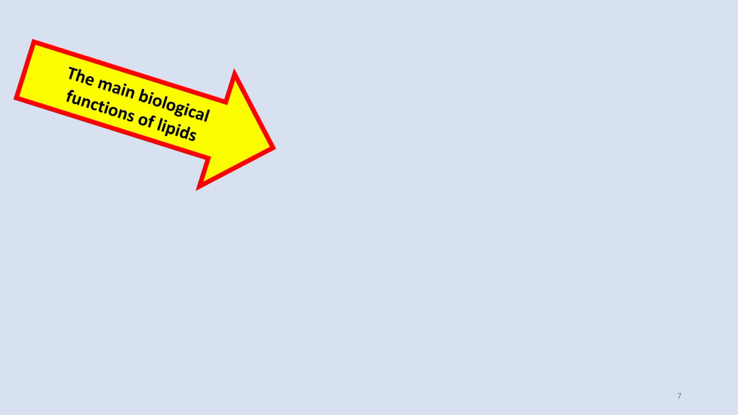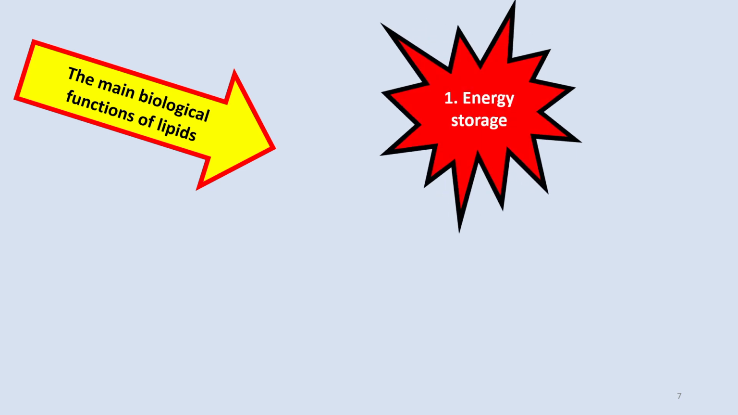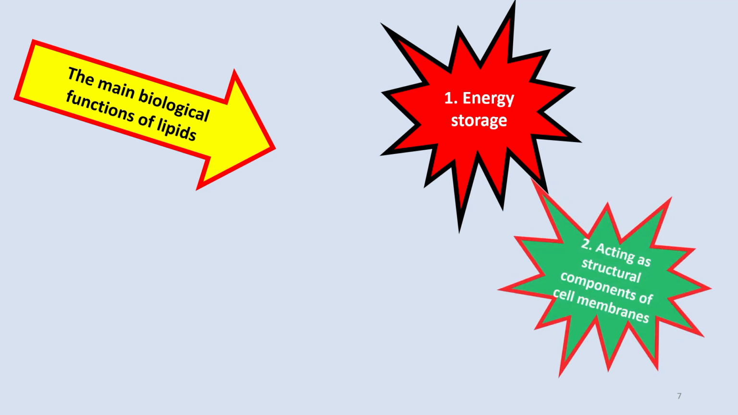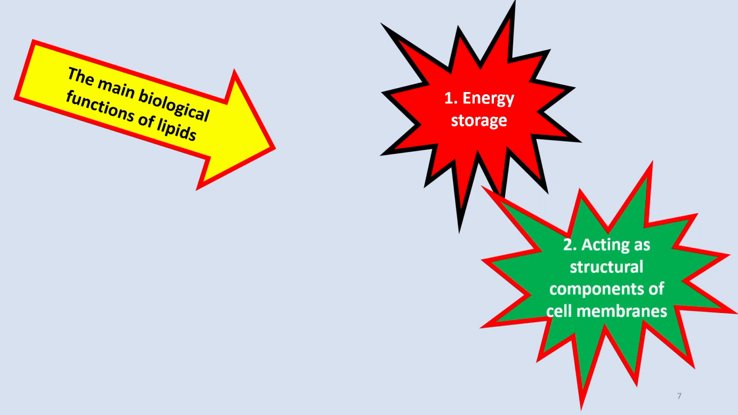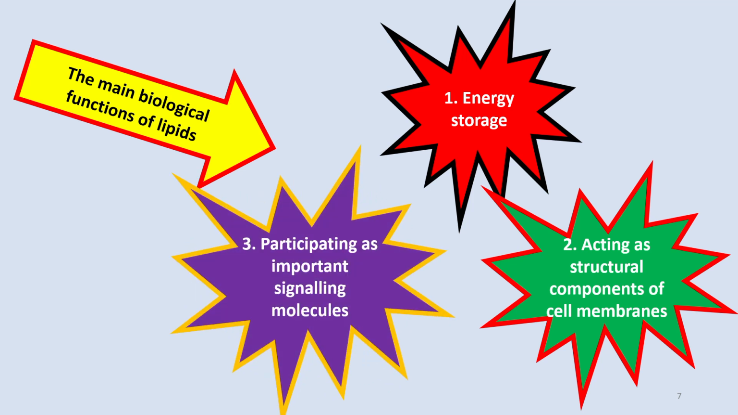And you should write the main biological function of lipids, in a living organism. Number 1 is energy source. Number 2 is acting as structural component of cell membranes. And number 3, participating as important signaling molecules. Even for DNA, RNA and genetic signaling, these signaling molecules are a very important part you should mention. This is the biological function of lipids.